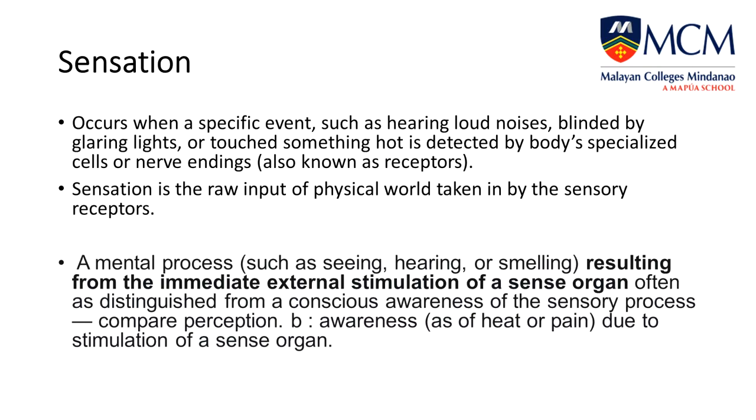First is sensation. Sensation occurs when a specific event, such as hearing loud noises, being blinded by glaring lights, or touching something hot, is detected by the body's specialized cells or nerve endings known as receptors. So how we receive information is sensed by our body through organs like hearing, tasting, smelling, touching, and so on and so forth. Sensation is the raw input of the physical world taken in by the sensory receptors. Through the sense organs, our body can undergo the process of sensation, how we sense external stimuli through our senses.